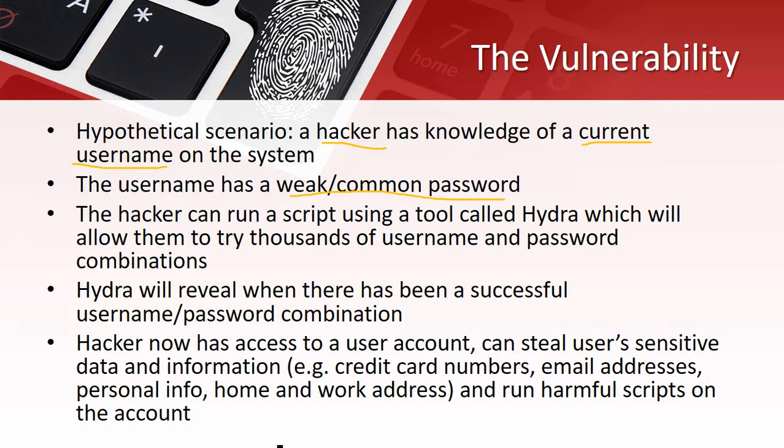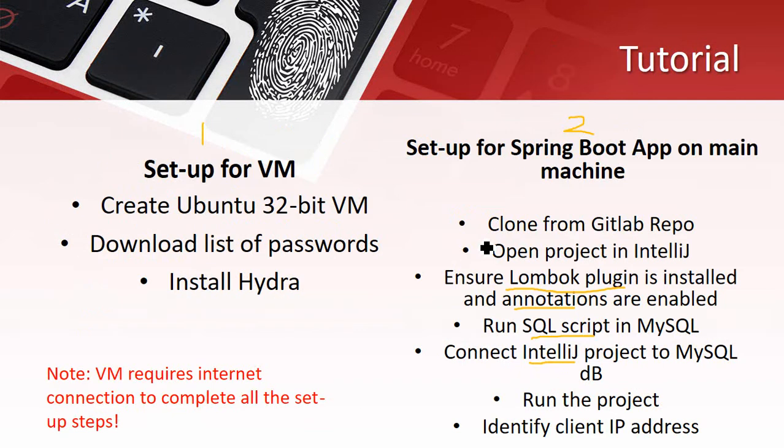In this tutorial, we're going to simulate a hacker running the script called Hydra, which is freely available on Linux, which will allow them to attempt 1,000 combinations of username and passwords. Hydra will then reveal when there's been a successful username and password combination, and then the hacker, once there's been success, has access to sensitive data. We've got credit card numbers, email addresses, home and work addresses, which are all potentially subject.